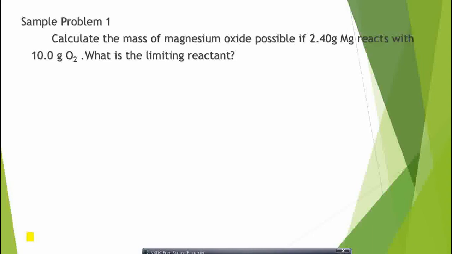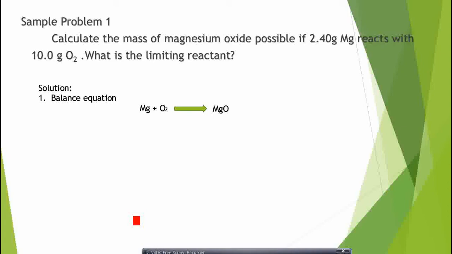Sample problem number 1. Calculate the mass of magnesium oxide possible if 2.40 grams of magnesium reacts with 10 grams of oxygen. What is the limiting reactant? Solution. First, we have to balance the equation. We have magnesium and oxygen as the reactants, and the product is magnesium oxide.